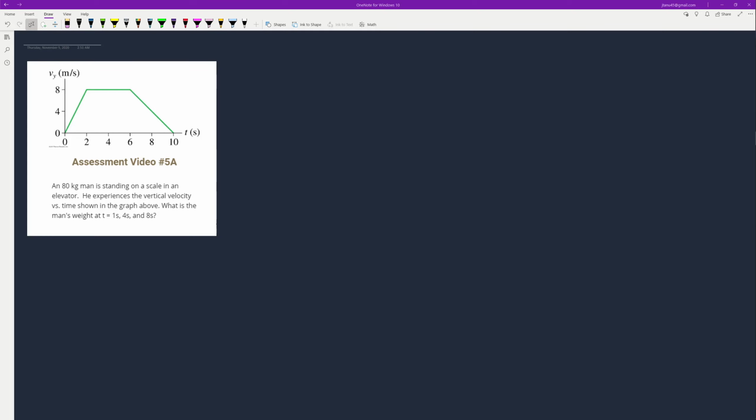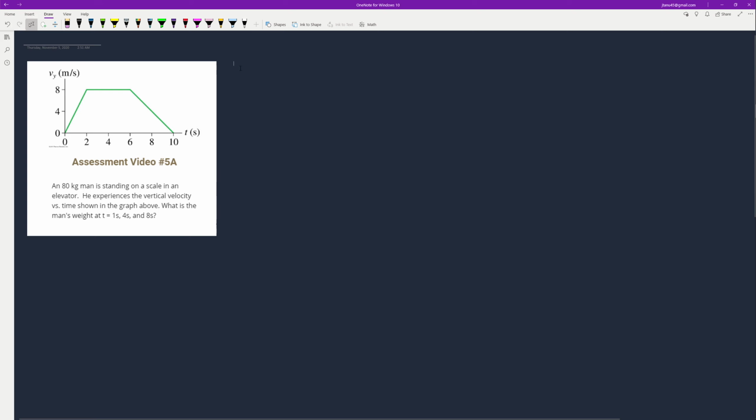Alright guys, so we're going to be going over assessment video number 5A, and the problem reads, an 80-kilogram man is standing on a scale in an elevator. He experiences the vertical velocity versus time shown in the graph above. What is the man's weight at t equals 1 second, 4 seconds, and 8 seconds?